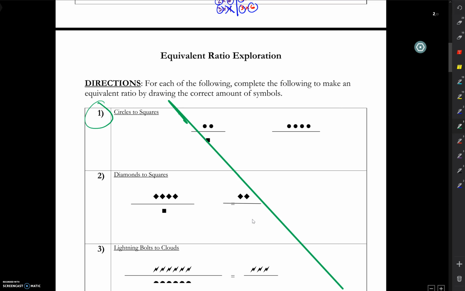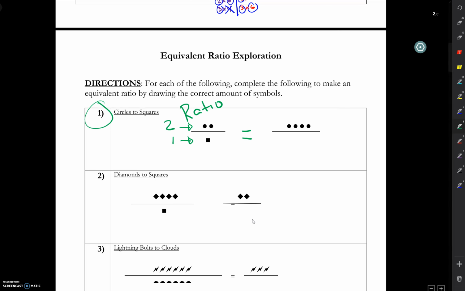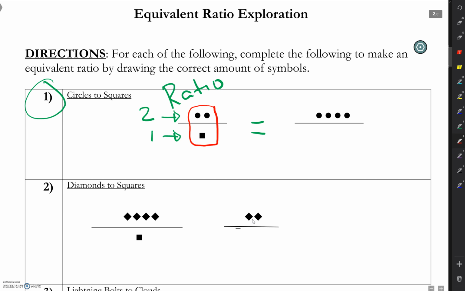This is a ratio. And the ratio is 2 circles, and if I point 2 circles, to 1 square. Now, we're supposed to have an equal sign here. If I am given 4 circles, so now I have 4 circles, what am I going to do? How many squares will I have? Well, for every 2 circles, I get 1 square. So I'm going to come over here, and I'm going to circle, or put a box around my 2 circles.